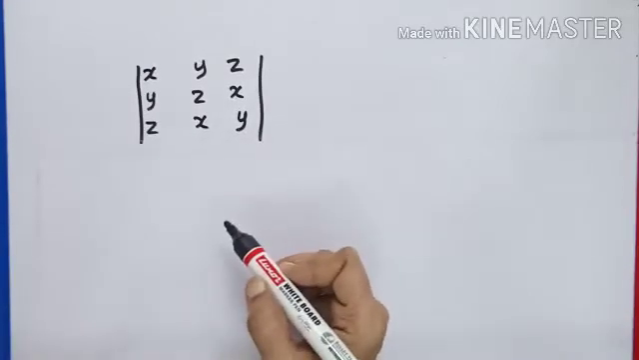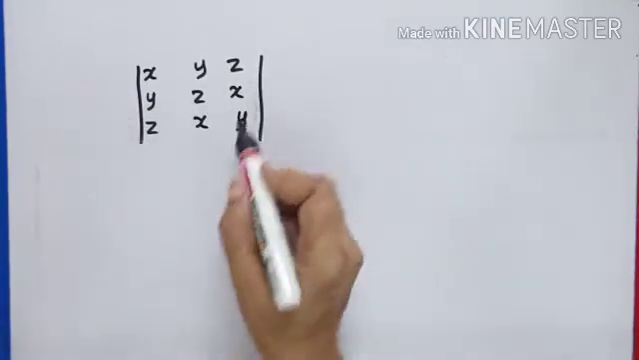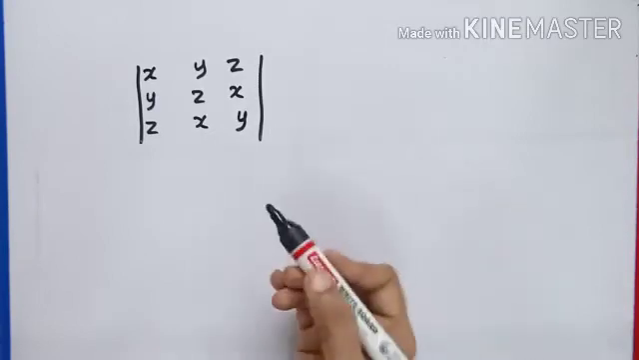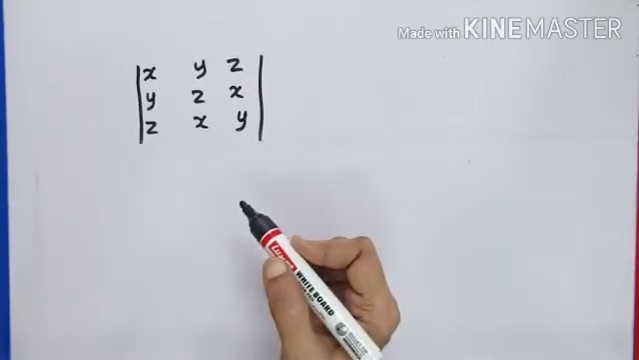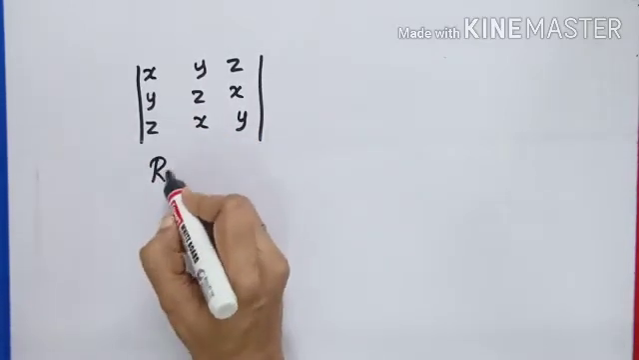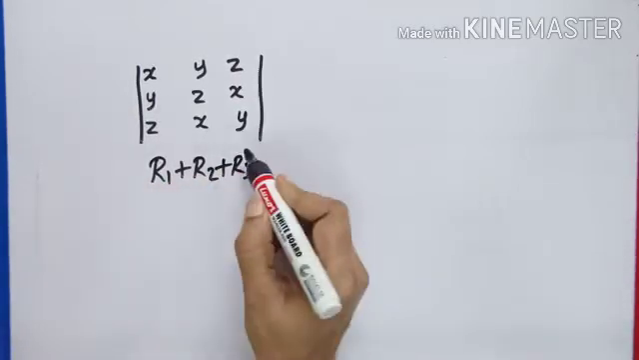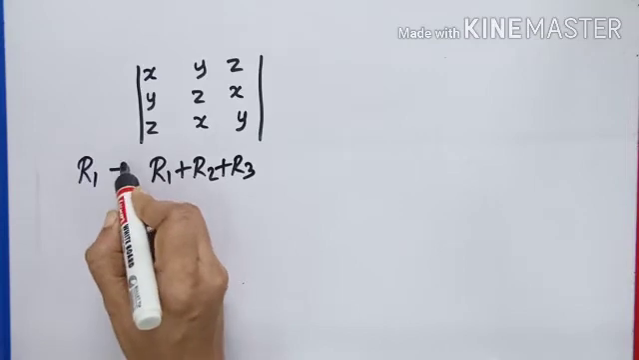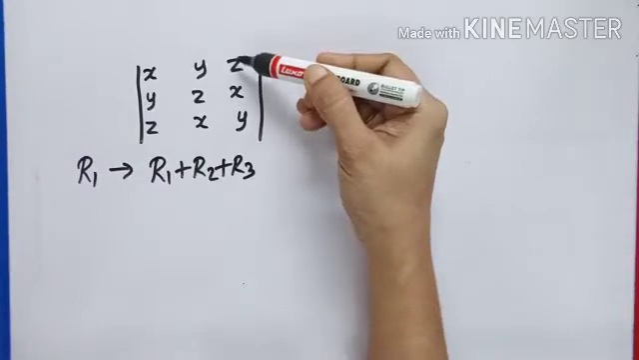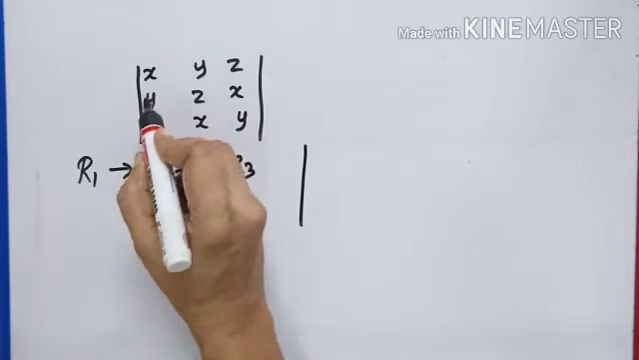Look at this example. X, Y, Z; Y, Z, X; Z, X, Y. Is there anything common? No. Is there anything identical? No. But can you make something common? You can. Add row 1, row 2, row 3. See what happens? R1 plus R2 plus R3. Put this new thing in a row, R1 or R2 or R3. So R1 becomes R1 plus R2 plus R3. Add and tell me. X plus Y plus Z.